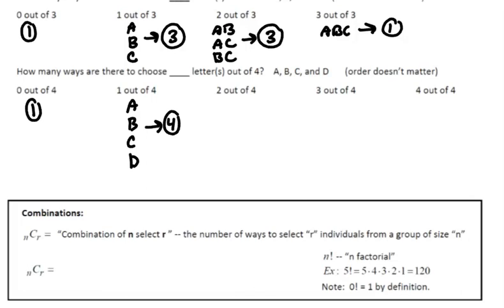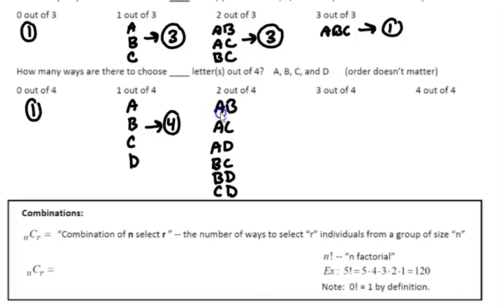Now we have to think about this a little more. I could get an A and a B. I could get an A and a C. I could get an A and a D. Or I could get a B and a C, or a B and a D, or a C and a D. Now, how did I figure this out?